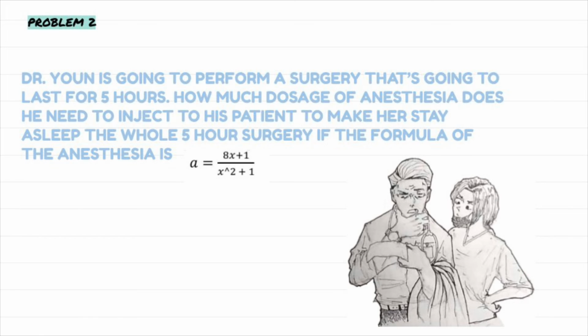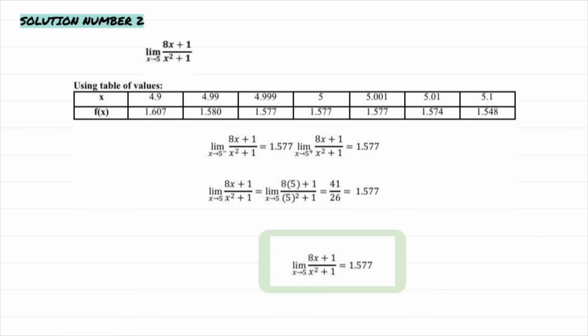Problem number 2. Dr. Yoon is going to perform a surgery that's going to last for 5 hours. How much dosage of anesthesia does he need to inject to his patient to make her stay asleep for the whole 5-hour surgery if the formula of the anesthesia is (8x plus 1) over (x squared plus 1)? So we are going to find the limit as x approaches 5 of the function (8x plus 1) over (x squared plus 1). We are going to be using the table of values.